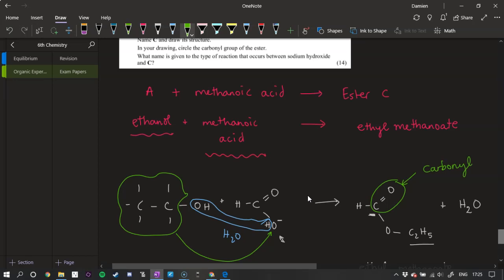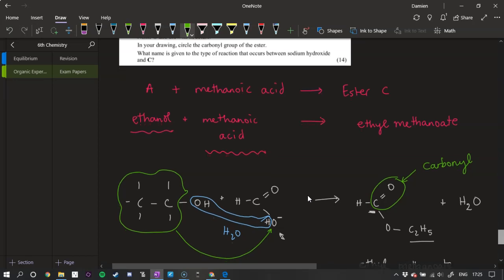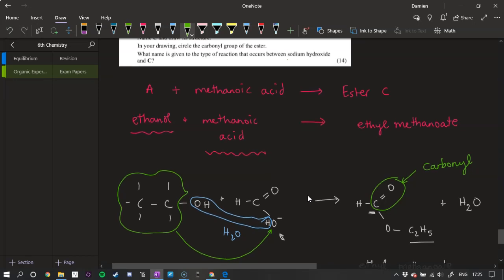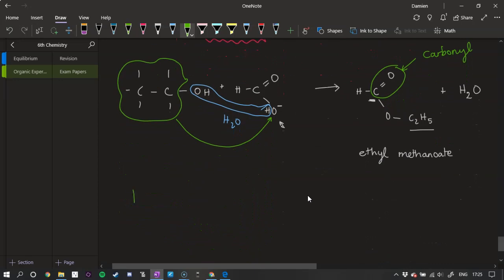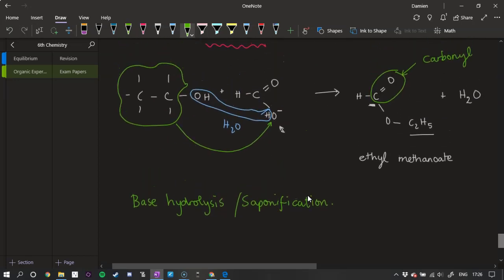And what name is given to the type of reaction that occurs between sodium hydroxide and C? Again, your clue here is sodium hydroxide. This is a base. So when you react a base with an ester, you end up with base hydrolysis. But this also has another name, which is saponification. And saponification is the production of soap. So that answers that question.